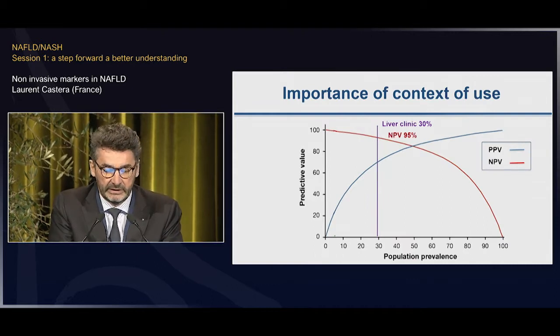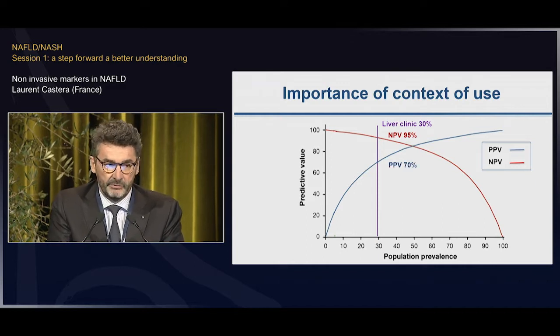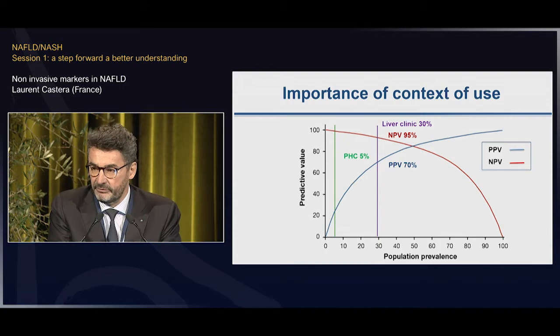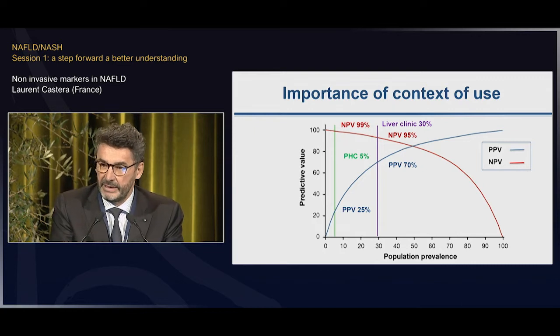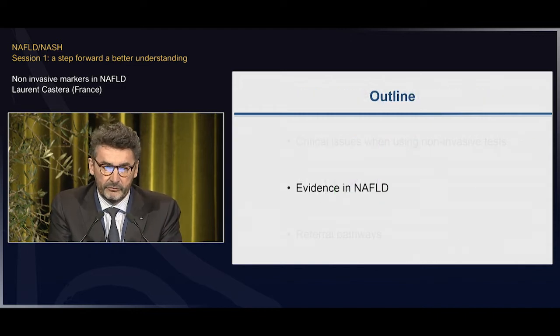If you're in the liver clinic, you see the negative predictive value is high. The positive predictive value is high, but not perfect. But look what happens if you go into primary health care with a 5% prevalence. Of course, your NPV is almost perfect, but look at the PPV. It's very bad, very bad. So how can we overcome this?